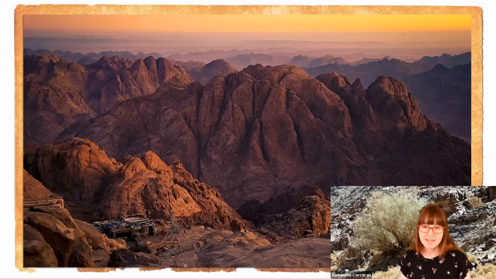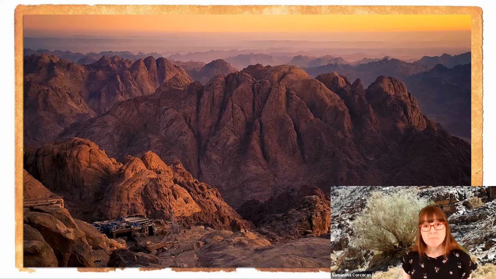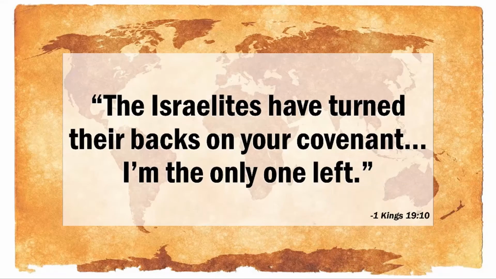And God says, you know what? You need a buddy. You need a friend. And so he told Elijah to go to a certain town to find a man named Elisha. And that was going to be his friend and later his successor, the guy who took over after him. But this is the scripture where we see how disappointed Elijah is. He says, the Israelites have turned their backs on your covenant. I'm the only one left.